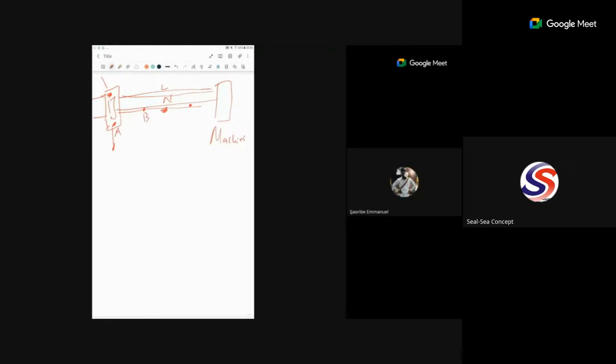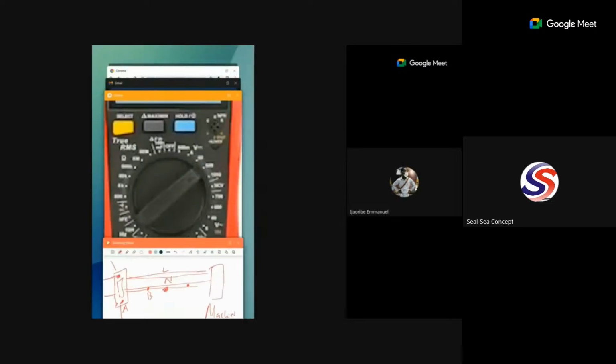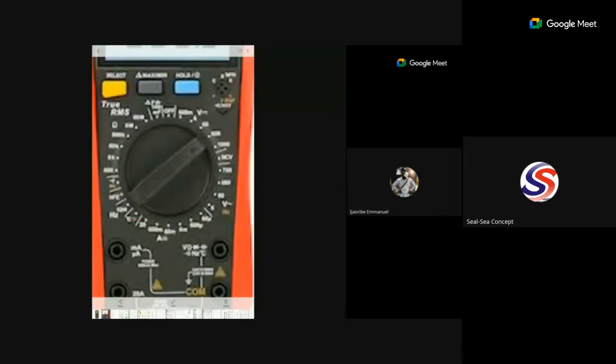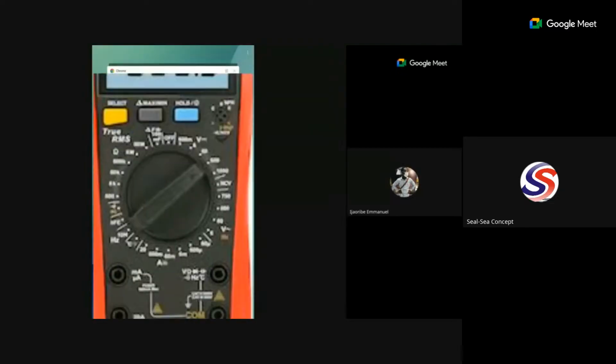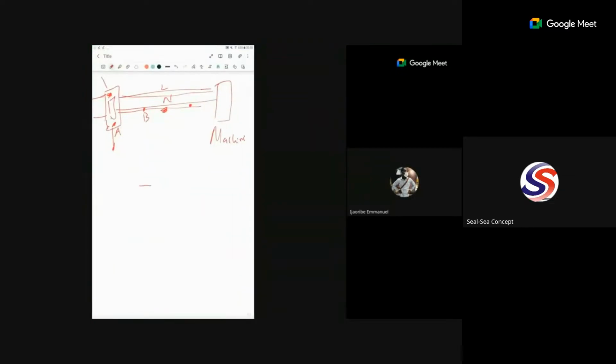How do you test for continuity? Go back to your multimeter. Let me see if it's clear. You will see a symbol that looks like what? A symbol of your diode. Let me draw it for you to see. You will see something like this. So this is continuity. Continuity means that, is there any continuous flow between them? So you set your knob to something like this.